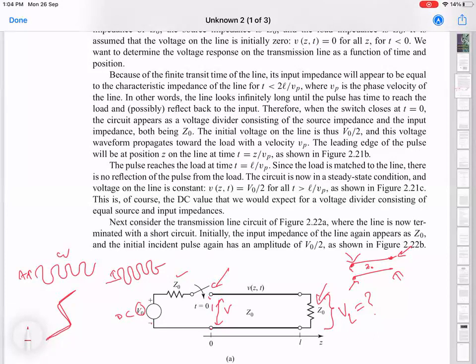So if you have a source with characteristic impedance Z0 launching a wave into a transmission line of characteristic impedance Z0, what is the voltage that's going to show up here at that instant?